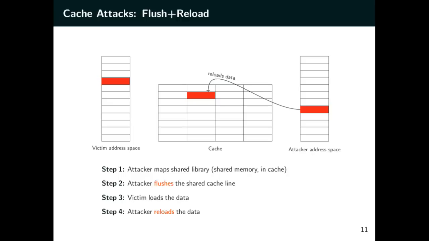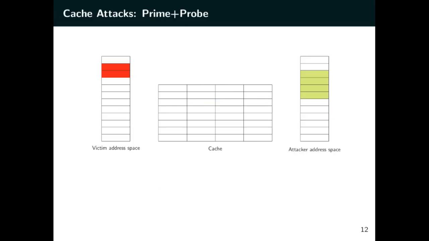So this attack is actually quite powerful, because the attacker can know if the victim accessed one particular cache line, which is usually around 64 bytes. So this was the case in which we had some kind of shared memory. If we don't have any kind of shared memory, we can use Prime+Probe.